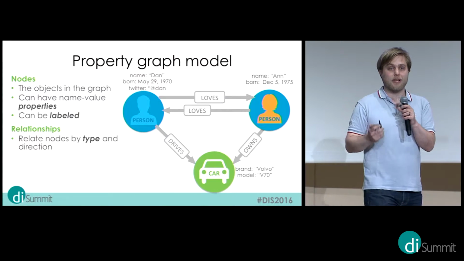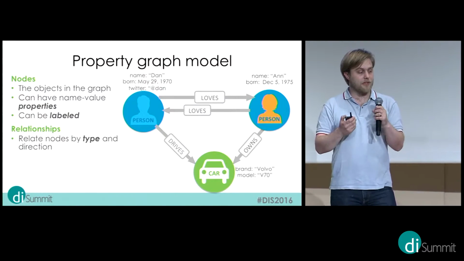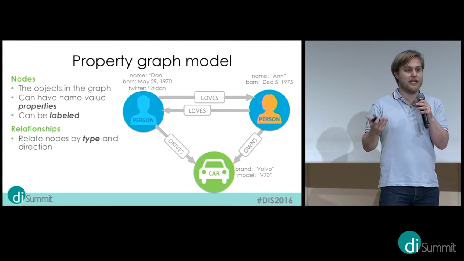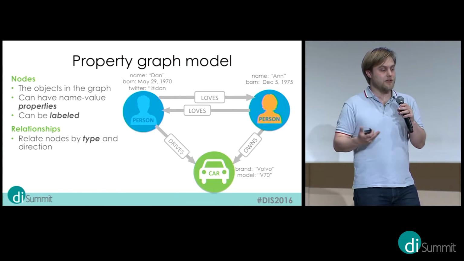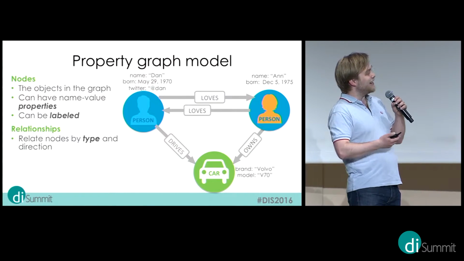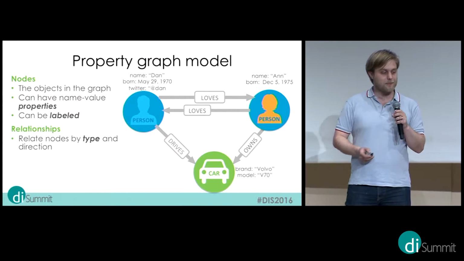Then, most importantly, we have relationships between these nodes. The important thing about the graph is how objects in the database are connected to one another. So here we have two people in love, aww, and then they own a car, or one of them owns a car and the other one drives it.